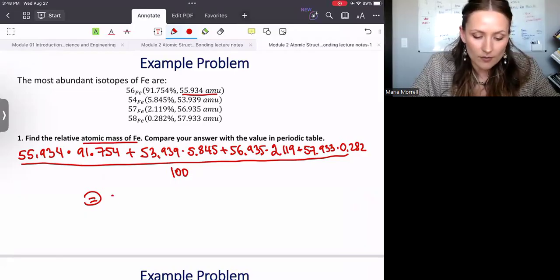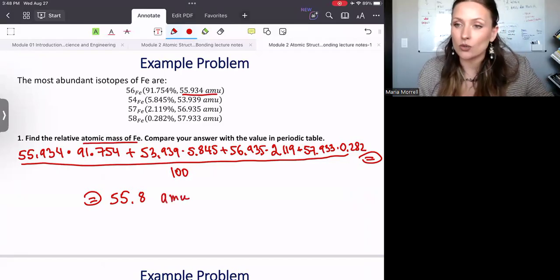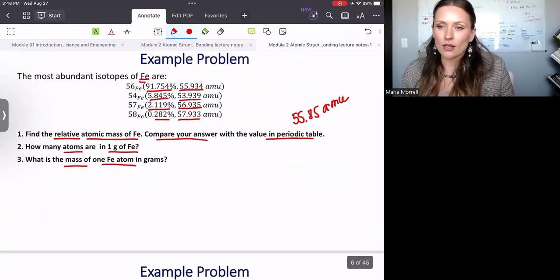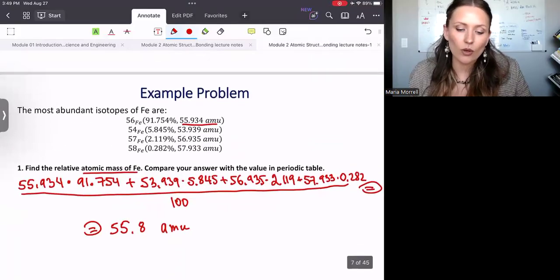So if I am to take this into consideration, I've done my math earlier. Roughly, I'm rounding it up to one digit. It's going to be 55.8 atomic mass units, right? And just to compare, what was in the periodic table is 55.85, which is actually the exact number, right? And that's the number we should go with.